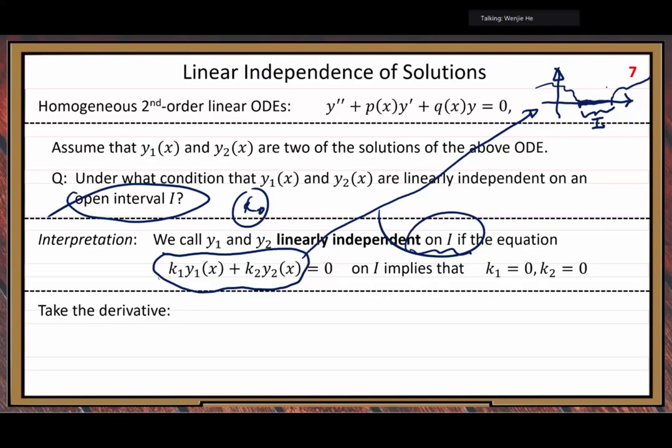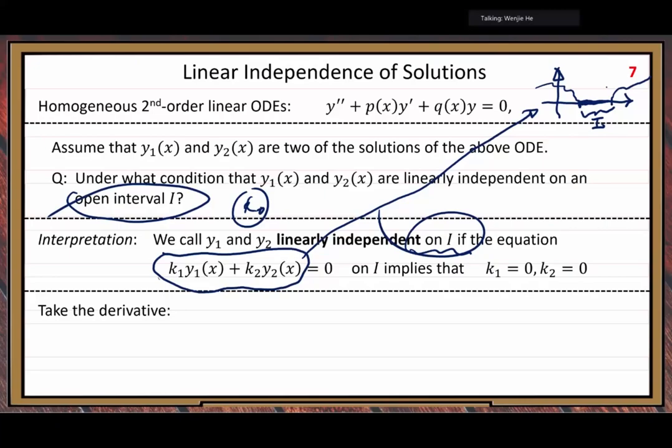Because these two solutions must be differentiable, y prime, y double prime, the solutions must be twice differentiable, so the first derivative must exist. Now, let's take the first derivative of this function on the interval I. What do you get? 0, right? The derivative of the constant 0 is also 0.